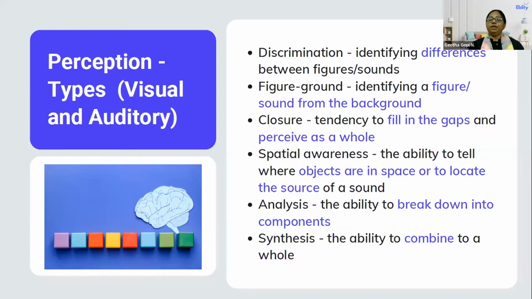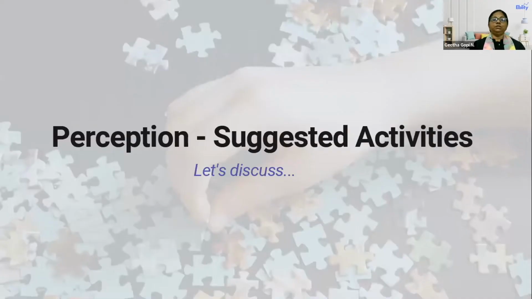Synthesis, the opposite of analysis, that is being able to combine things into a whole. So even if you see individual parts of the plant, being able to put those together and realize they are part of one whole plant, that is synthesis. All these are important skills which form part of perceptual development. So when you work on activities, be conscious that you have to develop all these different kinds of perceptual skills.